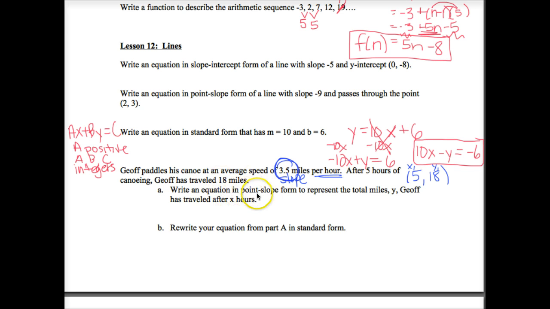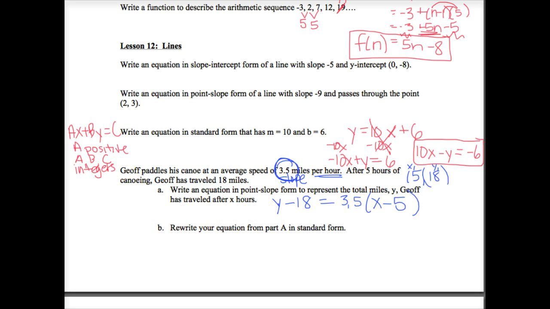So luckily that's what it asks for in A. But if it had just said, write the equation in standard form, that wouldn't change how we proceed. We would still have to start with point-slope form because that's what I'm given. So y minus y1, which was 18, equals m, which is 3.5, times x minus x1. So this is my answer for A.